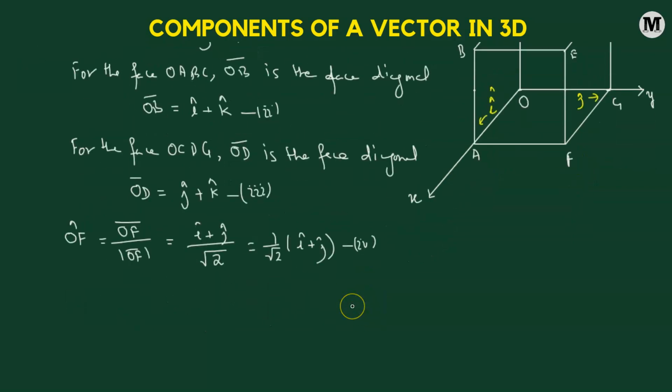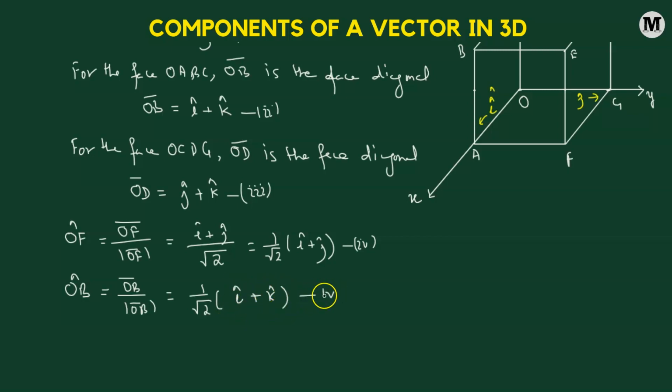Then we will find the unit vector along OB, so that we have OB cap. That's going to be the vector OB divided by its magnitude. This is going to give us 1 over square root of 2 multiplied by i cap plus k cap.